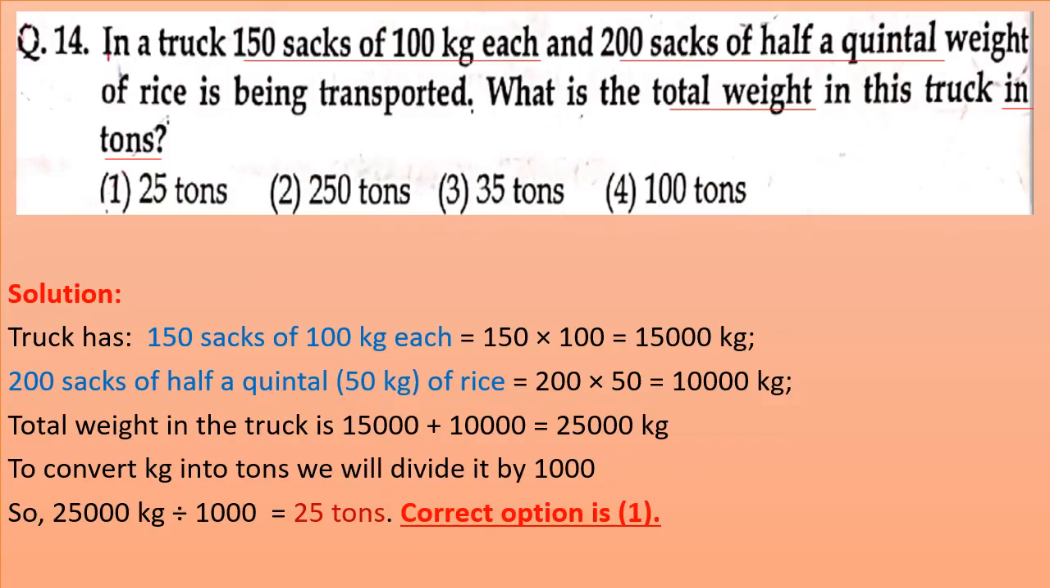So question number 14, check out the solution. 150 sacks of 100 kg each is 150 into 100, which is 15,000 kg. 200 sacks of half a quintal. Now half a quintal is 50 kg. Of rice is 200 into 50, 10,000 kg. Now total weight in the truck is 15,000 plus 10,000, which is 25,000 kg. Now to convert kg into tons, we'll divide by 1000. So 25,000 kg divided by 1000 is 25 tons. So correct option is 1.